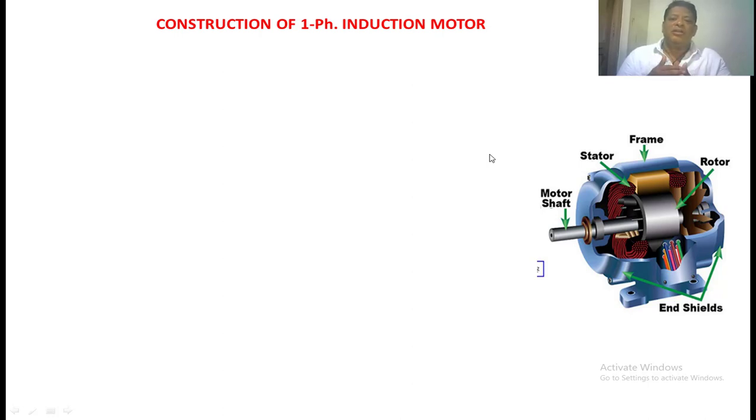The rotor of the induction motor is like a squirrel cage induction motor. The rotor core is placed on the shaft of the induction motor. The shaft is placed between the bearings because the rotor has to be kept in the stator.